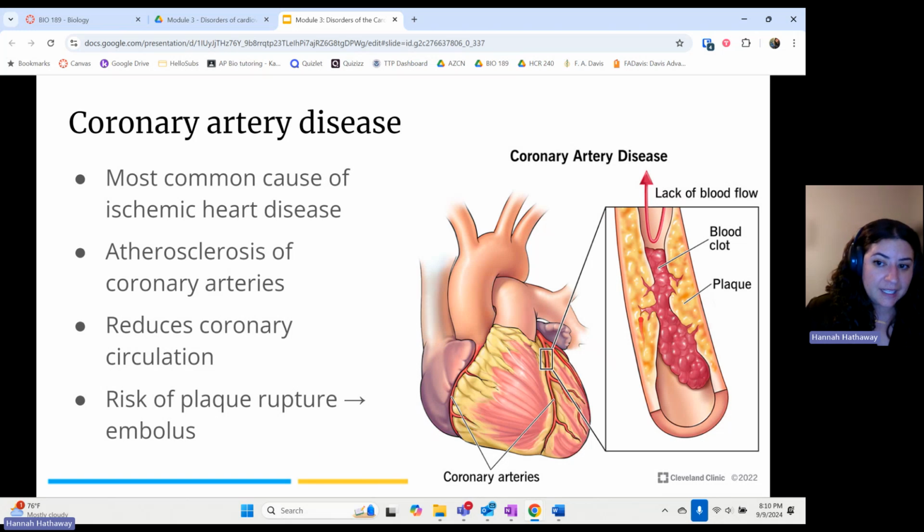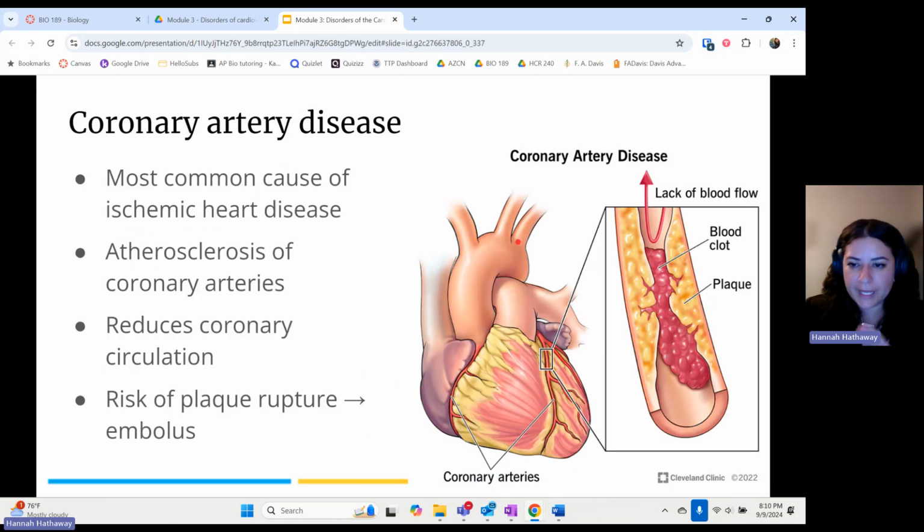In addition, just because of where the heart is, it's moving around a lot, it's doing a lot, these plaques are prone to rupture, meaning they're prone to falling off, and then they can travel to other places in the body and cause a blockage, and that's called an embolus. So an embolus is just a piece of something that has broken off and traveled somewhere else, and blocked blood flow.